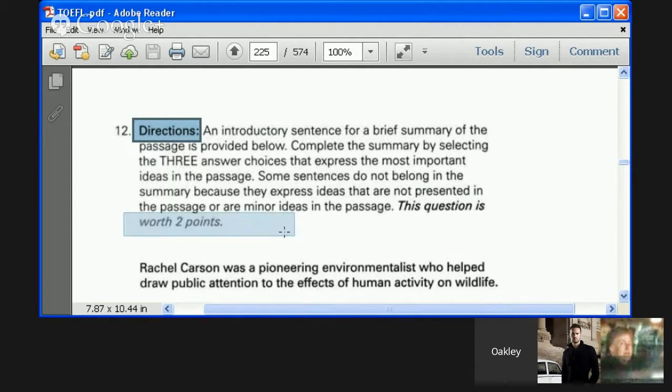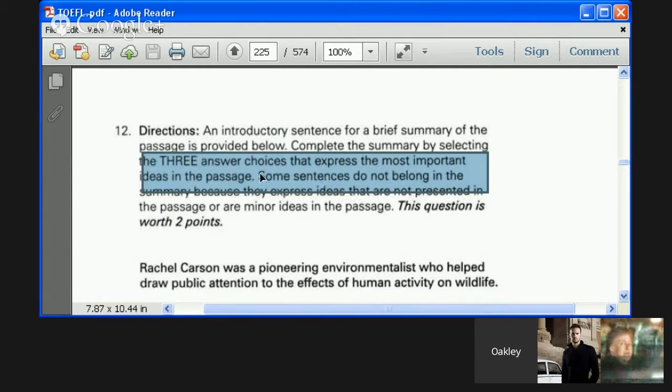All right, this is the one type of question that is worth 2 points. Every other question you get in this exam is 1 point. Now, point number 1 to remember. It asks you to select the 3 answer choices that express the most important ideas in the passage. I'm telling you right now, you do not want to do that, because your concept, semantically or otherwise, may be different from their concept.